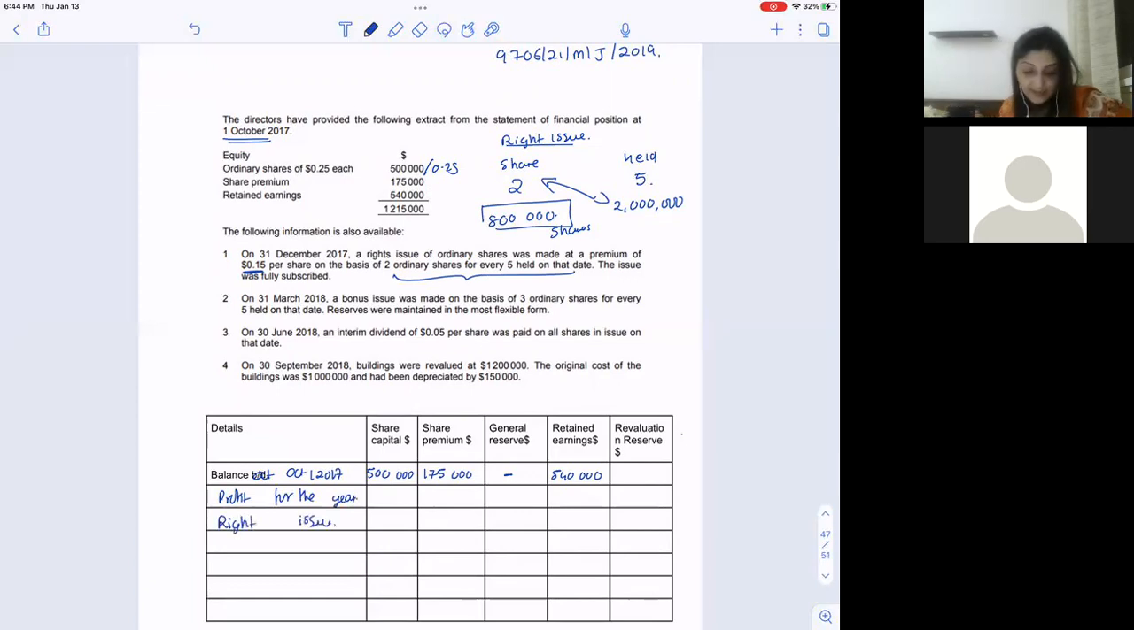Rights issue premium, how much? On 800,000, how much premium? 0.15. So 0.15, you get 120,000 is the premium.